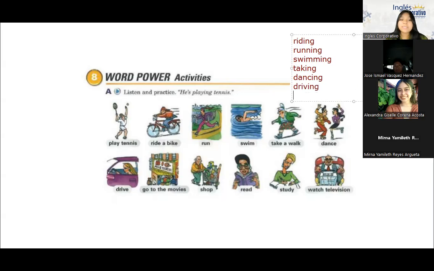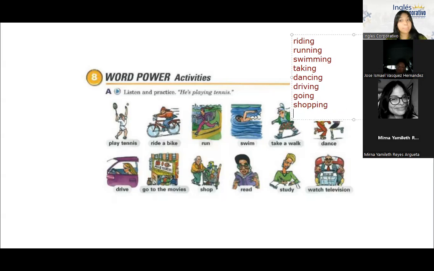Go to the movies. They are going to the movies. What about number nine? Shopping. So with this one, se le pone otra P también. Es doble P. Okay. Shopping. What about number 10? She is reading. Perfect, ok. What about the other one?